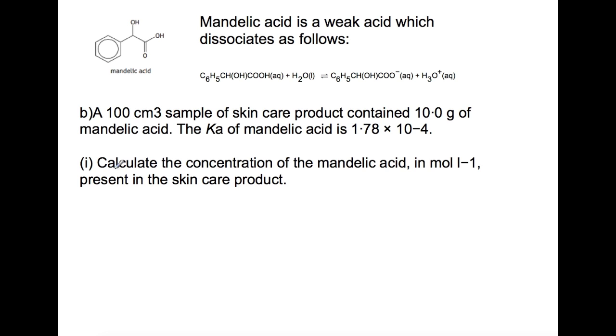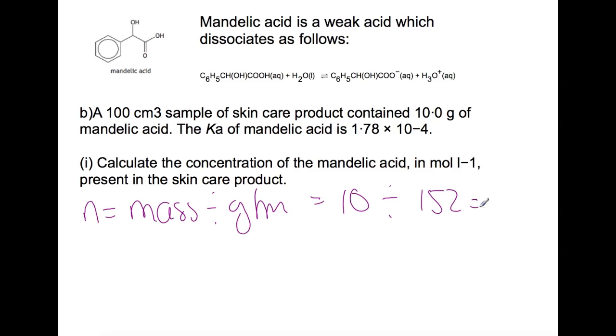So in the first part of this question here, we're trying to calculate concentration. We're given a volume and we've got a mass. We need moles, so we can take our mass and divide by gram formula mass to get the moles of mandelic acid. If you use this formula here to work out the gram formula mass, you'll find that the GFM is 152. So we get 0.0658 moles. We're wanting concentration, so it's moles divided by volume.